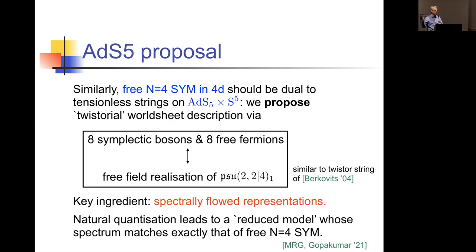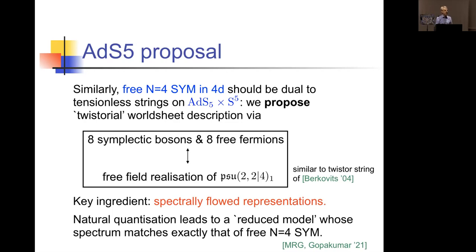So at least the global symmetry of this worldsheet description will come out right, because the zero modes of these currents on the worldsheet will map physical states to physical states, and therefore the physical states will automatically sit in representations of PSU(2,2|4). So that's already a good starting point in order to match with N=4 super Yang-Mills.